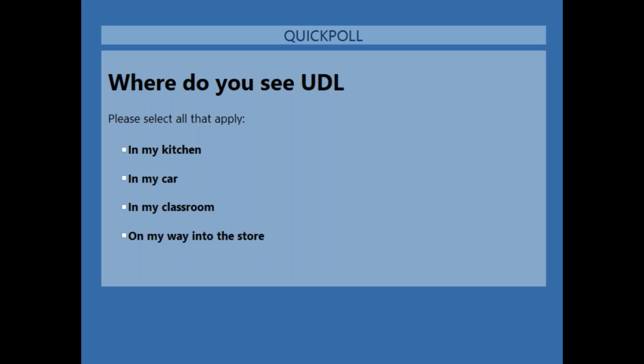And you can answer multiple areas. Do you see it in your kitchen? There are a lot of places where you see universal design within those handheld apparatus, a potato peeler or something like that. Do you see it in your car? Are you able to adjust your seat in your car, adjust your steering wheel? That's universal design. Do you see it in your classroom? Or if you're walking into the store, do the doors open for you? Because that's universal design in architecture as well. So where do you see UDL?